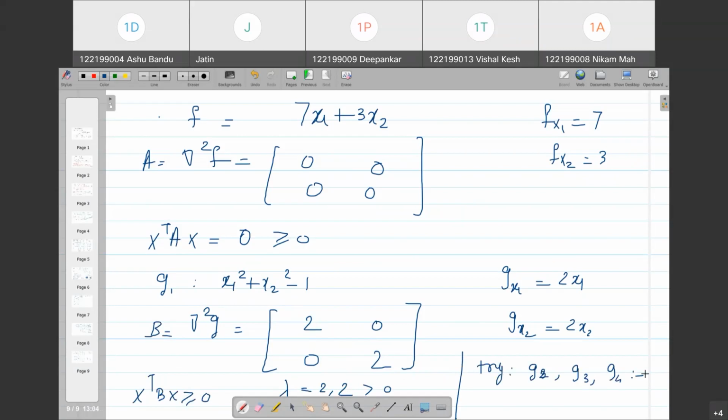If you don't know whether something is convex or not, don't worry. Simply find the Hessian and check whether it is positive definite or not. If yes, great, it is convex. If not, it's not convex. Is it clear how to use the Hessian? Can I get a thumbs up if it's clear? You can raise your hand or just give me a thumbs up. Okay, cool, good.